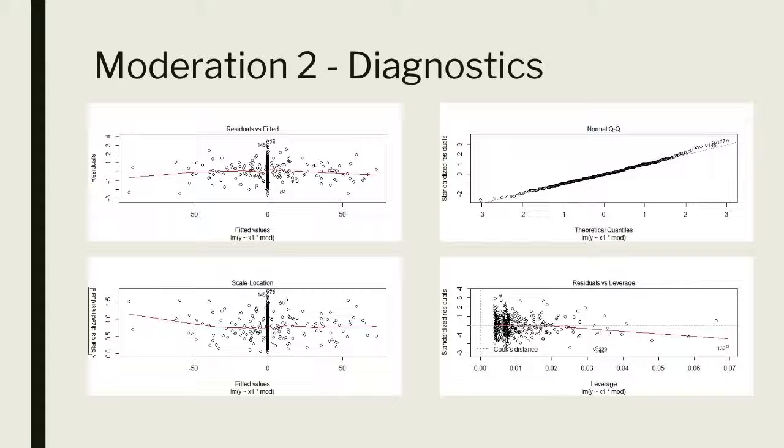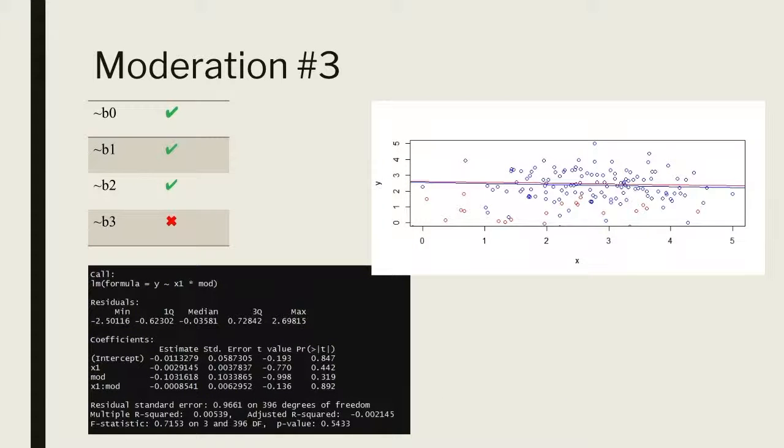So let's go ahead and take a look at the third moderation model. For this model, we can see that x1, the moderator, and the interaction between x1 and the moderator are all going to be insignificant at the 0.05 level. Again, the graph is going to depict that too, because you've got two different lines that are going to be parallel to each other.